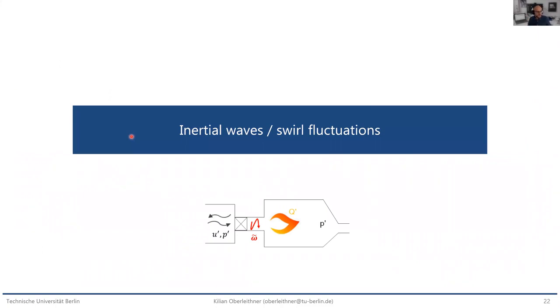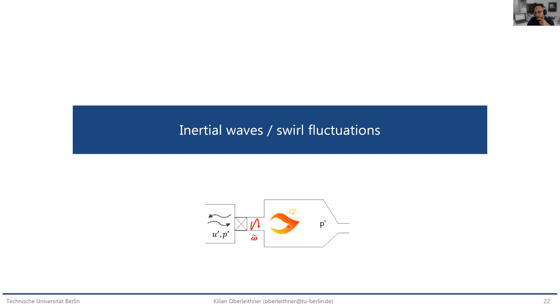All right, so this was the Kelvin-Helmholtz instabilities, and now we're going further to the inertial waves or swirl fluctuations. As I explained at the beginning, these fluctuations occur as an acoustic wave is impinging on our swirler, and that causes a mode conversion process and generates hydrodynamic fluctuations, typically in the swirl component, which is then traveling downstream into the flame.